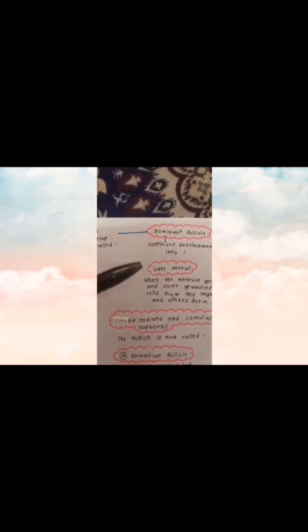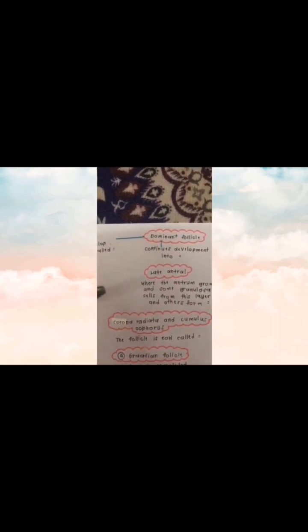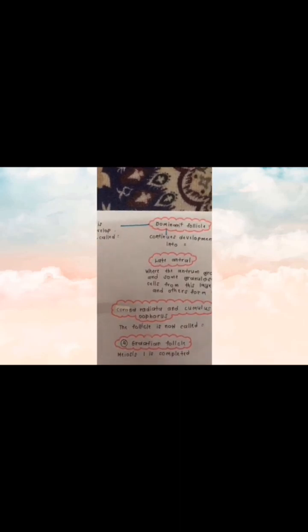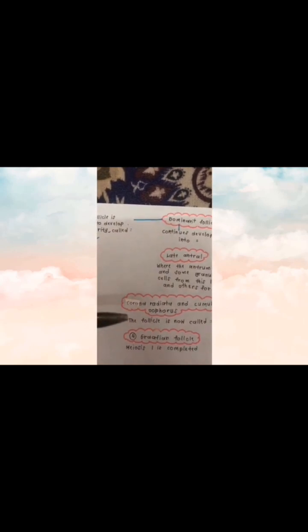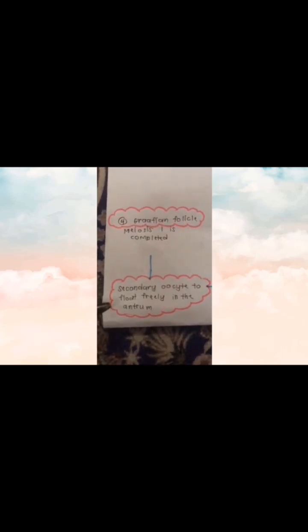From the follicles in either the primary or early antrum stage, one follicle is selected to develop to maturity. It is called the dominant follicle. It continues development into the late antrum stage, where the antrum grows much larger and some granulosa cells form the corona radiata and cumulus oophorus. The follicle is now called the Graafian follicle, number 4 on the diagram. Meiosis 1 is completed. Now we are dealing with the secondary oocyte, which floats freely in the antrum.